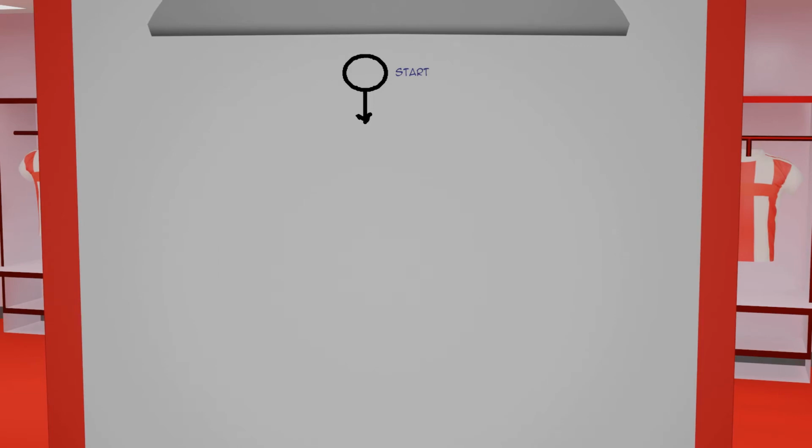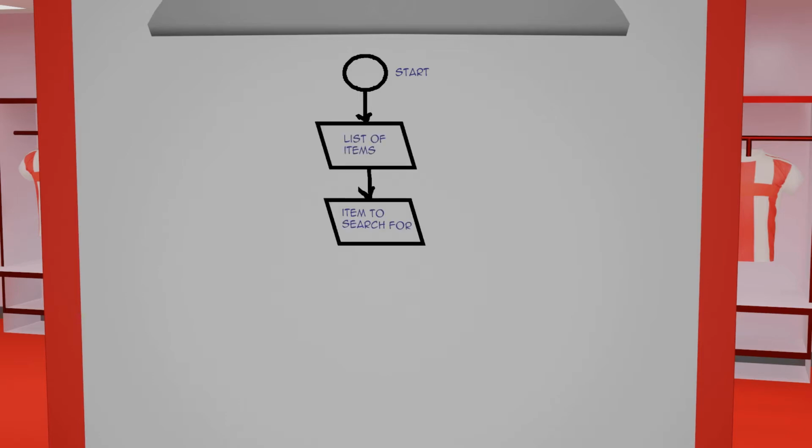There are 2 inputs to the algorithm, the number of the shirt we want to find and the shirts themselves. Rather than being specific about numbers and shirts, we'll use an abstraction and just call the shirt number the item to search for, and the shirts the list of items to be searched. We show these as input symbols. Next, we have our first task, which is to go to the first shirt and look at the number, or in abstract terms, go to the first item in the list.